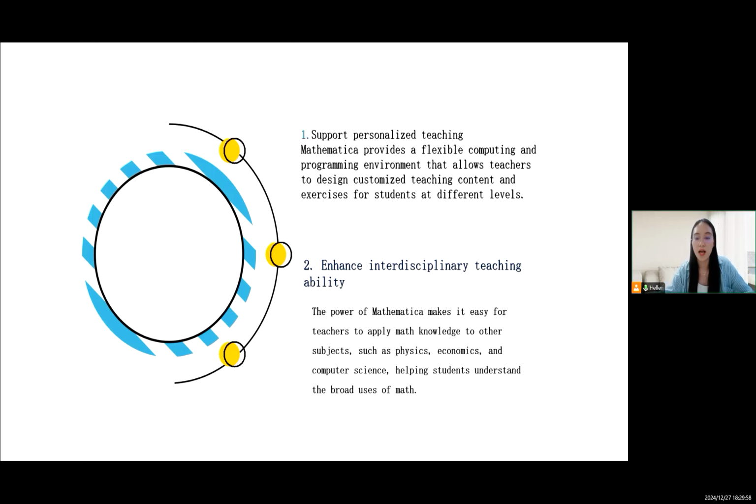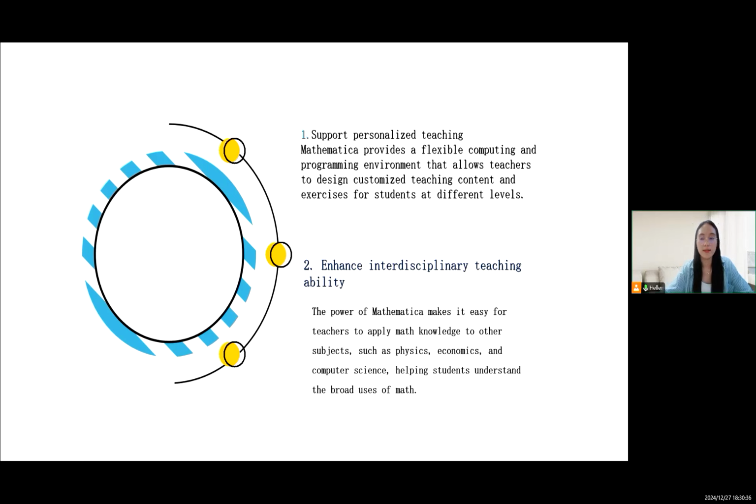And second, enhance disciplinary teaching ability. The power of mathematics makes it easy for teachers to apply math knowledge to other subjects such as physics, economics, and computer science. It can help students understand the broad use of math. For example, when teaching harmonic vibration in physics, teachers can use mathematics to show the motion, trajectory, and energy distribution of simple harmonic oscillators.